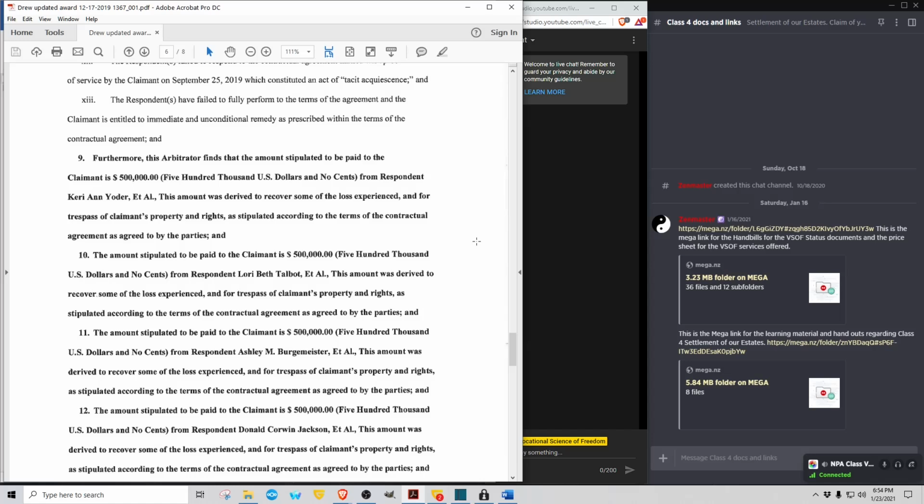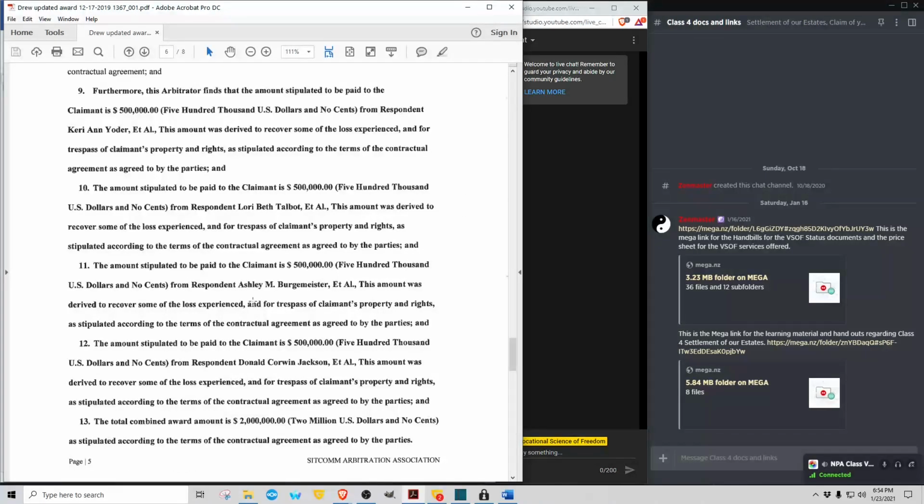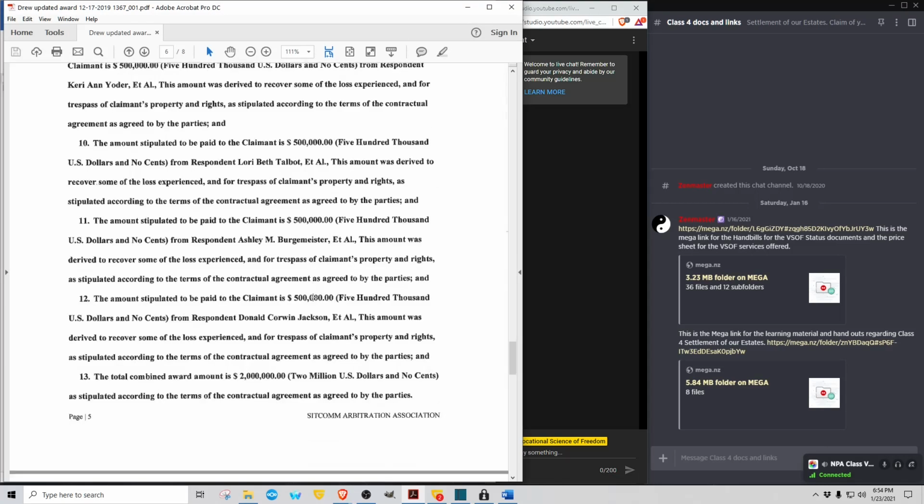This amount was derived to recover from some of the loss experienced, and for trespass of claimant's property and rights as stipulated according to the agreements of the contractual agreement as agreed to by the parties. And same thing again. Ashley M. Bergmeister, 500,000 again. And then last one is Donald Corwin Jackson, another judge.